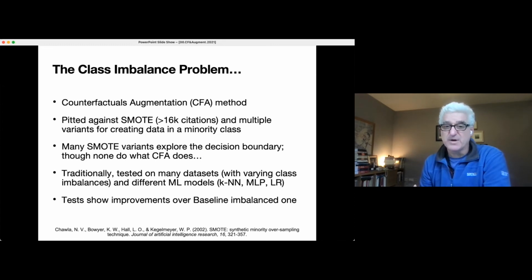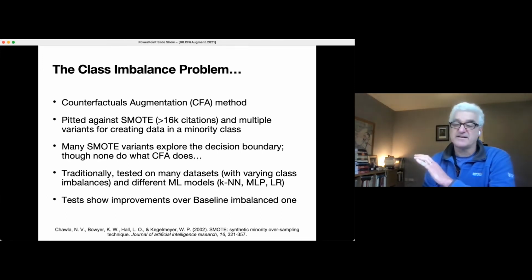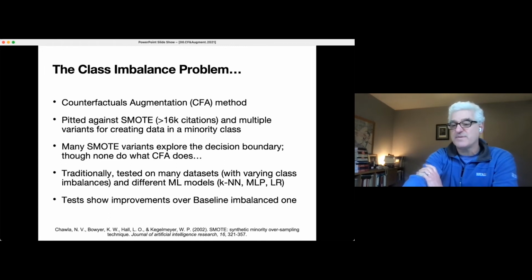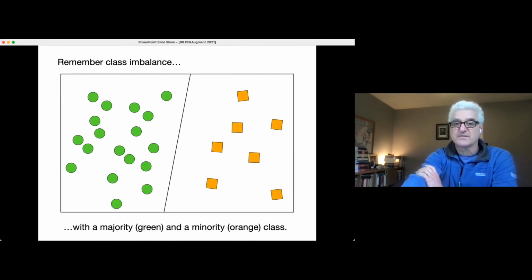So very briefly about SMOTE. It's hugely used in this area. There's about 16,000 citations to it, and there's about 20 or 30 different variants of SMOTE. And what we did is we pitched them against the CFA method to see how well they did. One of the things you're varying here is the amount of the class imbalance there is in a given data set. And also it's important to look at different models because the decision boundary will be different for different models. So you want to see that your method works with a lot of different methods.